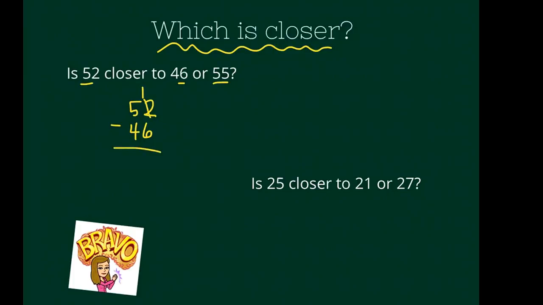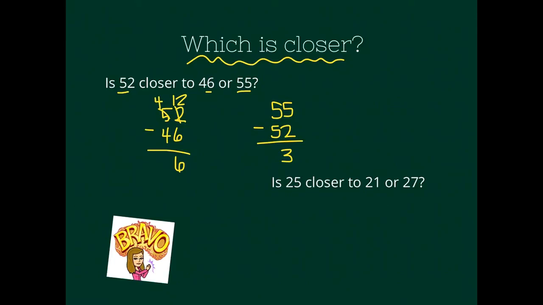I have to borrow a 10. 12 minus 6 is 6. 4 minus 4 is 0. So 52 and 46 are 6 spots apart, while 55 minus 52, when I subtract, are only 3 spots apart. So 52 is closer to 55.